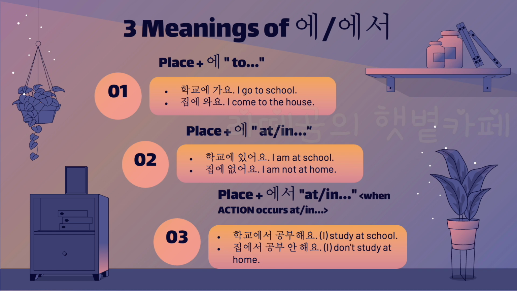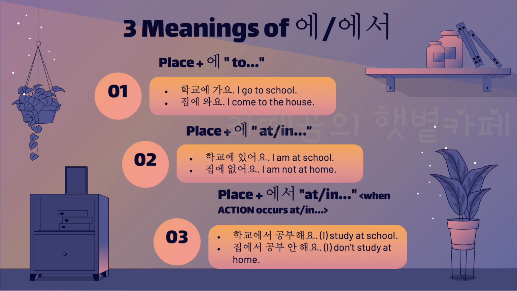So here we have the 3 meanings of 에 and 에서. First one is to a place. So our examples, 학교에 가요. I go to school. 집에 와요. I come to the house. Our second one is at or in a place. 학교에 있어요. I am at school. 집에 없어요. I am not at home.